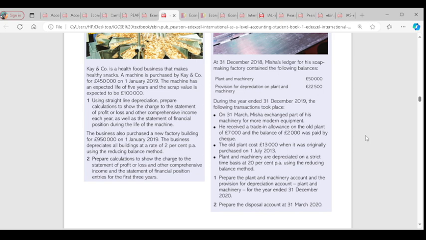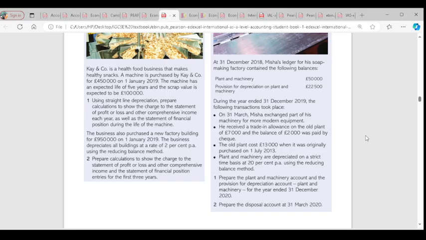So your plant and machinery account, we have a new machinery now. On the debit side, you're going to have the balance of the equipment, which is 50,000. Then there is a bank payment for the new plant, which is 2,000. The balance was paid, and there's a trade-in of 7,000. So the total cost is 79,000 for the new machinery.